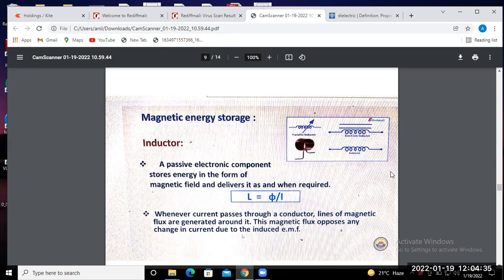Inductance is represented by change of flux per unit current, that means phi divided by current. Whenever the current passes through a conductor, lines of magnetic flux are generated. Due to that flux, the EMF will be induced. This magnetic flux opposes any change in the current due to the induced EMF.